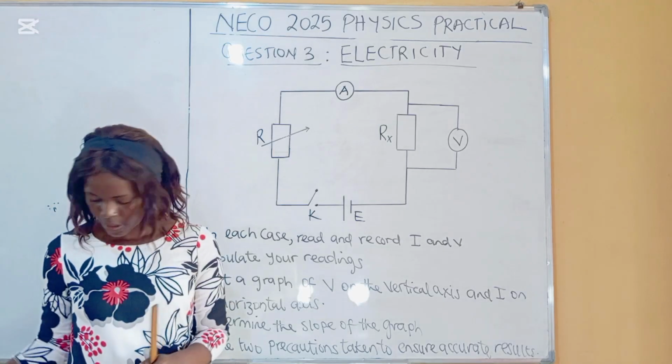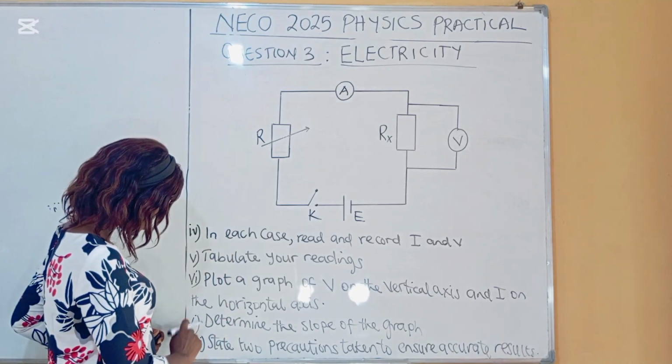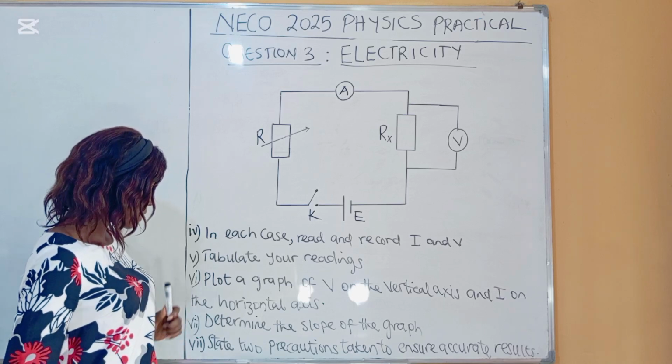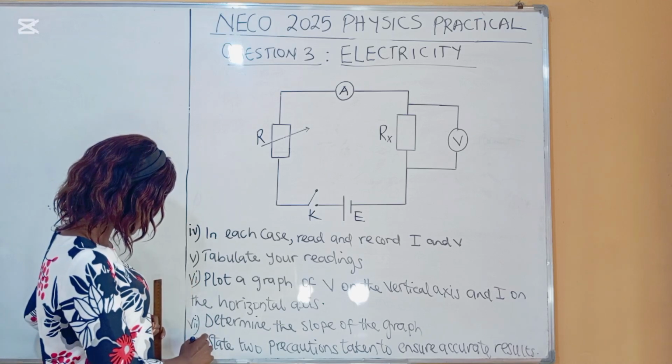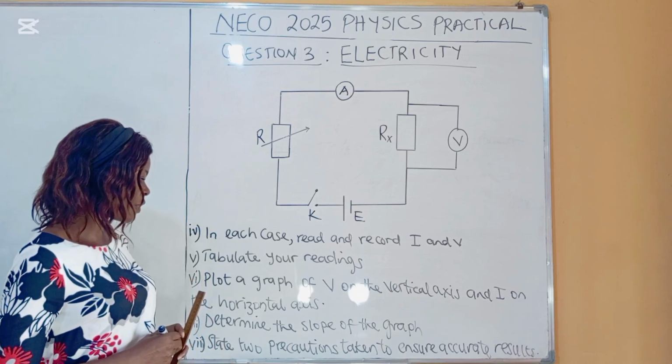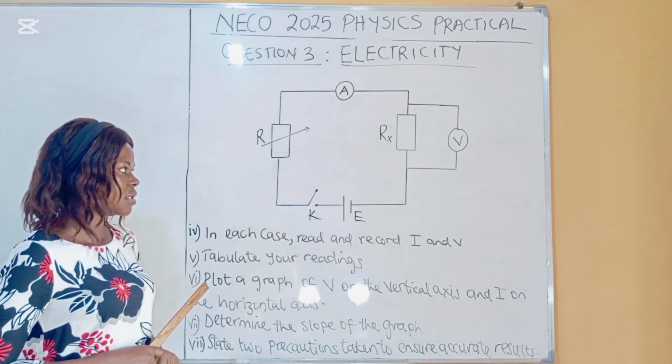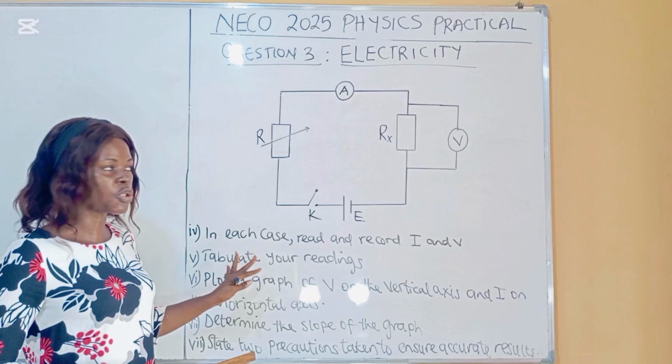VII: determine the slope of the graph. VIII: state 2 precautions taken to ensure accurate result. Now we are going to carry out this procedure the way it is.